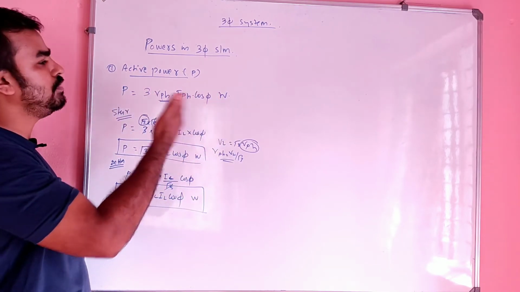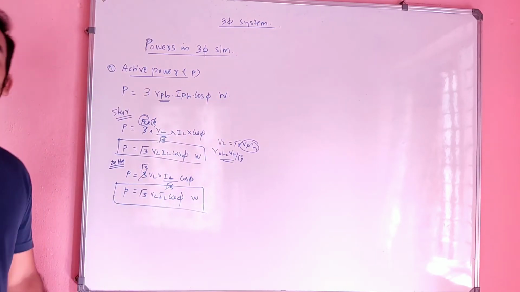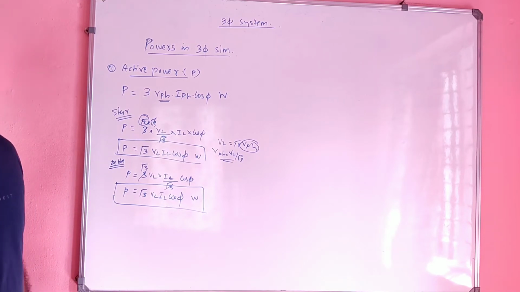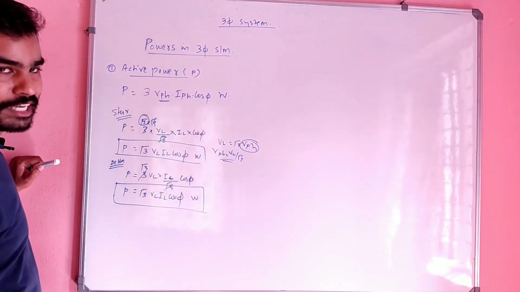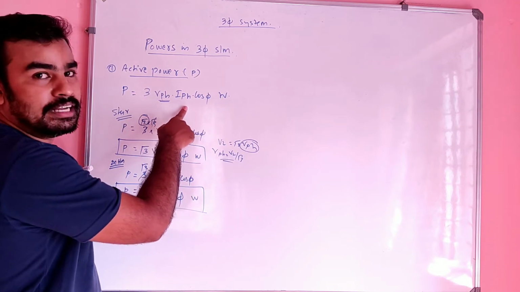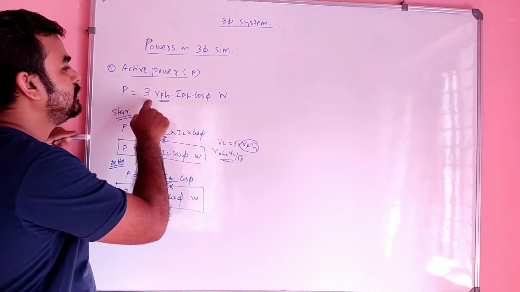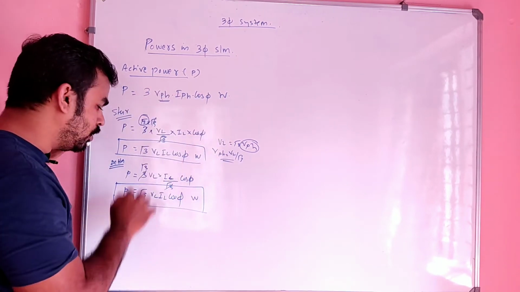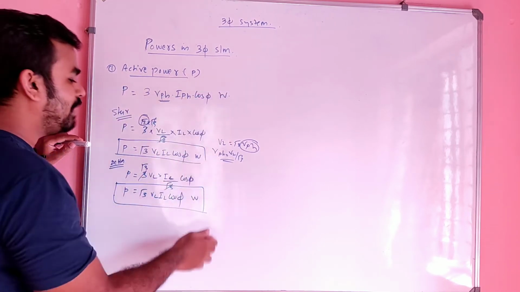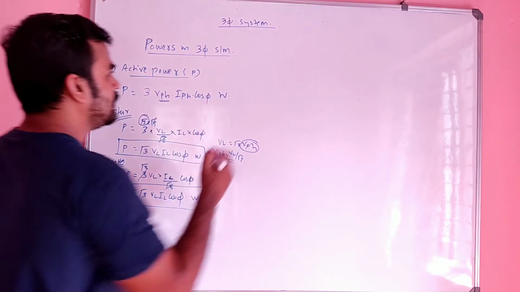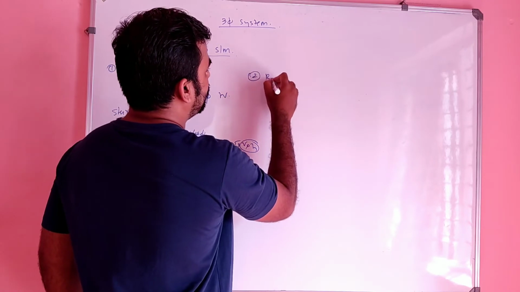P is equal to 3 into V phase into I phase into cos phi. So there are two equations for power actually. One in terms of phase quantities, that is nothing but 3 into V phase into I phase into cos phi, or root 3 into VL IL cos phi. Both have the unit of watts. Clear? Next is reactive power.